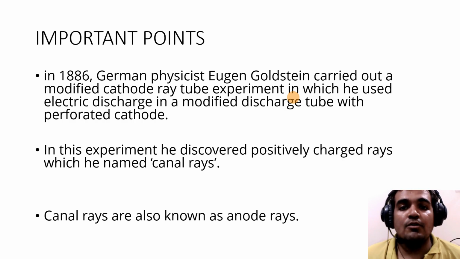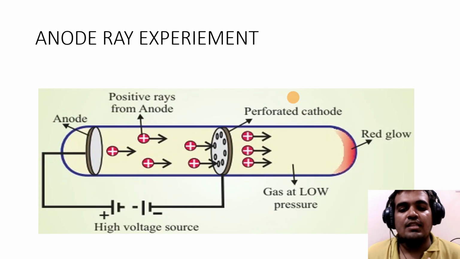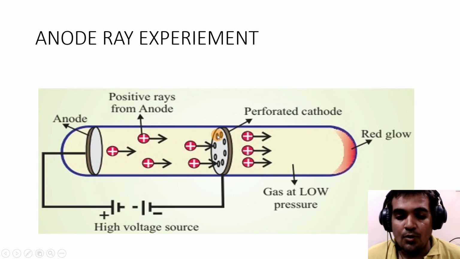Now we shall study about the experiment which Eugene Goldstein carried out. It contains the same apparatus that was used for the cathode ray experiment. It contains a glass tube with two electrodes, anode and cathode, but the only difference in this experiment is the cathode is perforated, that is, it has holes in it, as you can see here. Then these two electrodes are connected to a high voltage source.